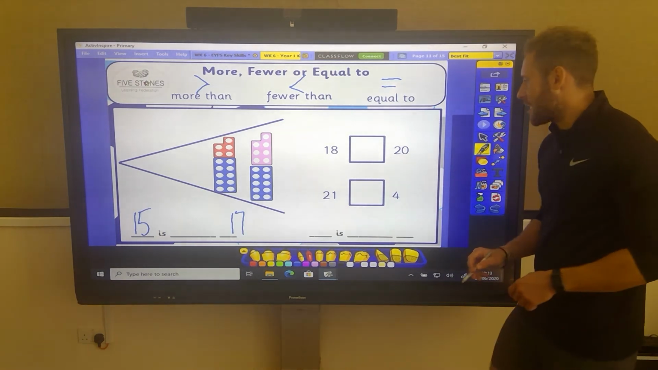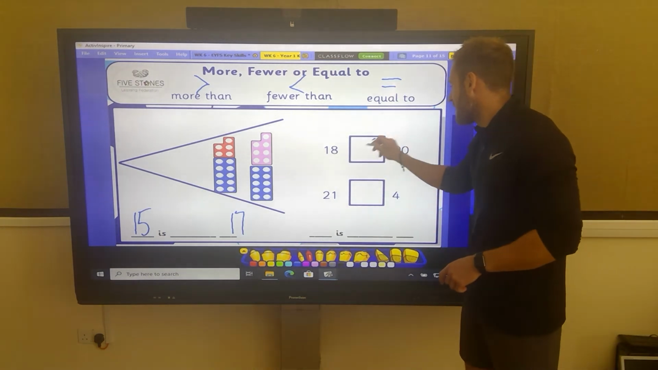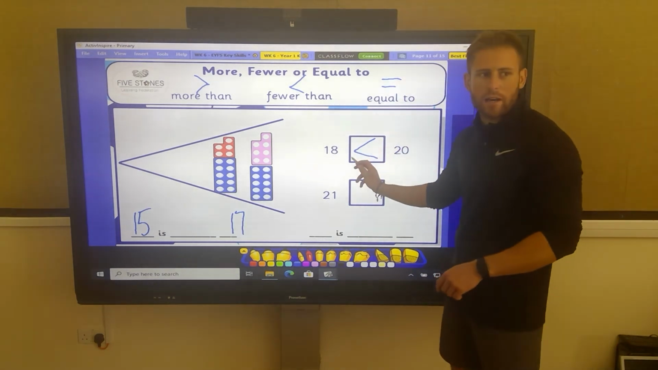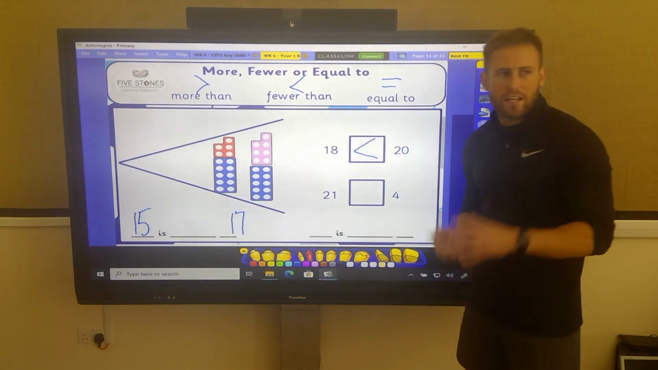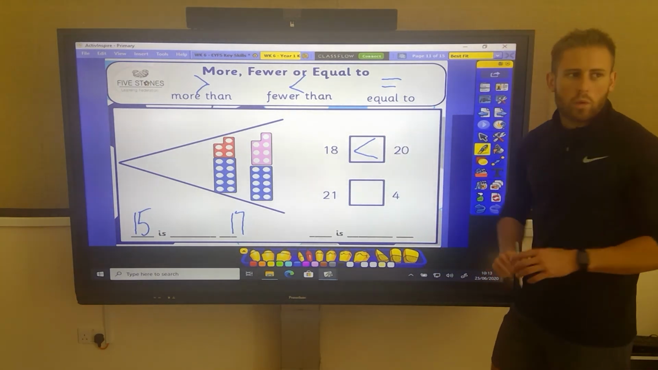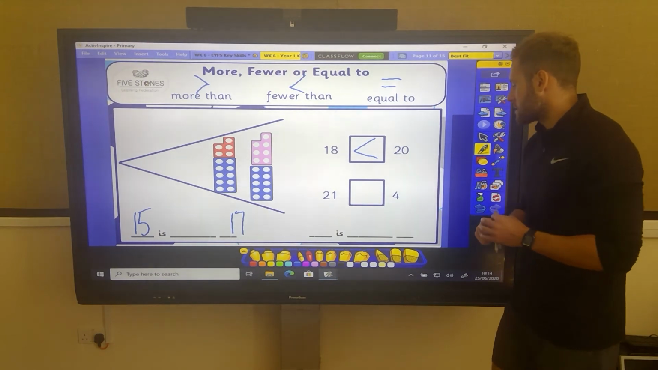Great, what did we find out? 18 is fewer than 20. So we've got the smaller part of the symbol with our 18, which is the smaller part of that number sentence, and the larger part of our symbol with the larger part of our number sentence.